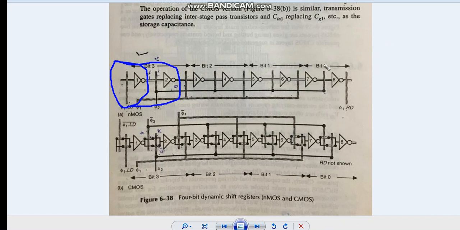So, to store bit 0, we are taking the 2 pairs here. Similarly, for bit 1, 2 pairs, 2 sides, NMOS and inverter, NMOS and inverter. Similarly, you can see bit 2 and bit 3 here. Hence this makes a 4-bit dynamic shift register. Of course, this holds good for CMOS also. This is for NMOS here, and this is for CMOS here.